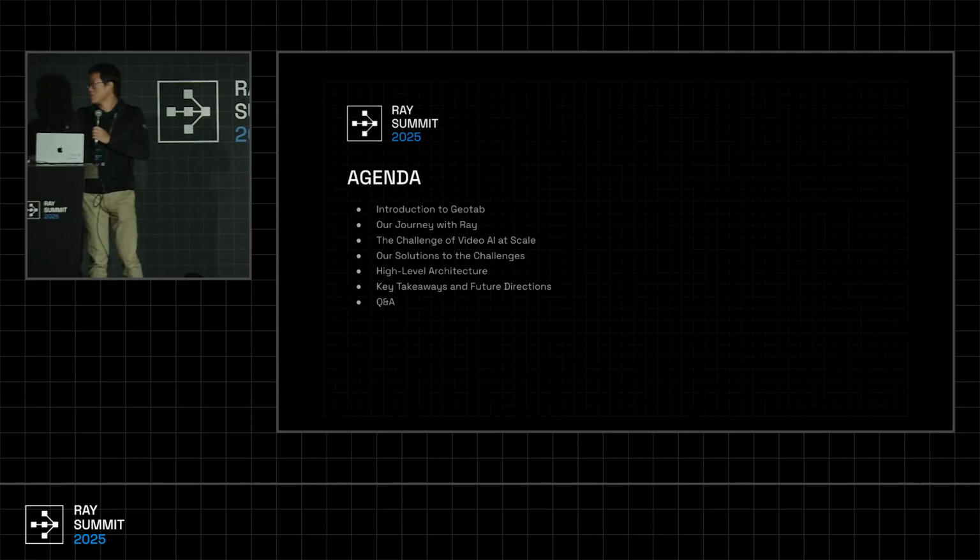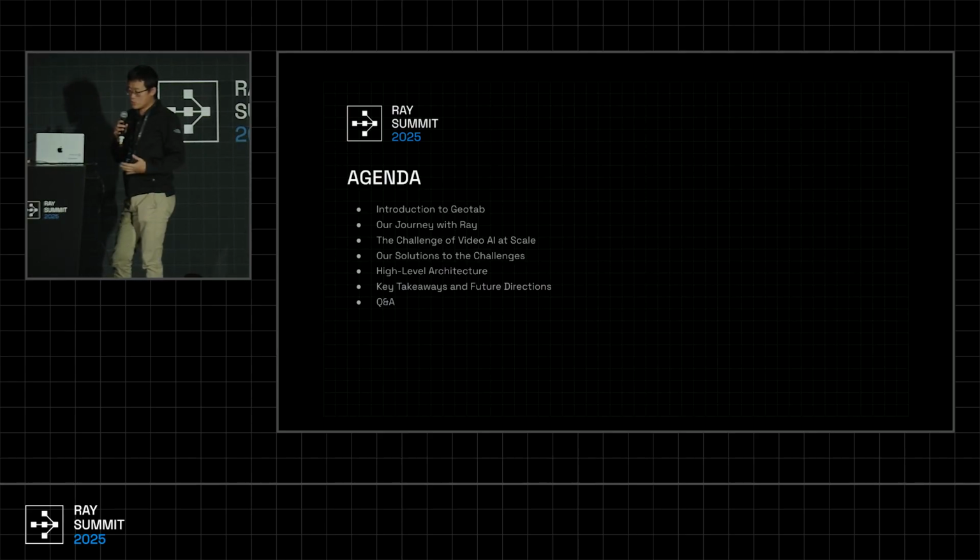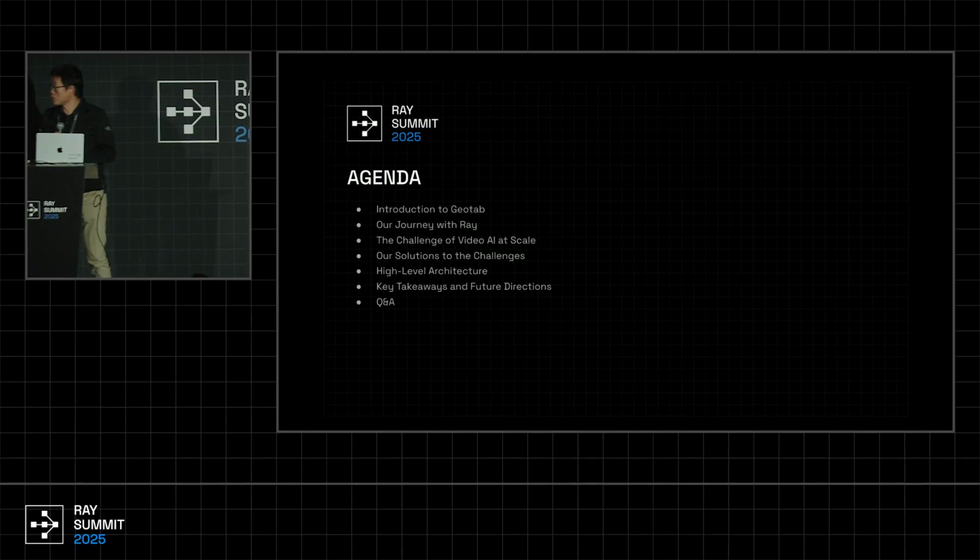So this is the agenda that I'm going to go through. First, I'll give you a quick introduction about Geotab, what we do, our cameras, and our journey with Ray, and also the challenges we have run into on the video-specific problems and how we resolved them, and the challenges in designing the architecture and how we went through the evolution of different phases. Eventually, I'll finish with some key takeaways and the future direction, and come up with a Q&A session.